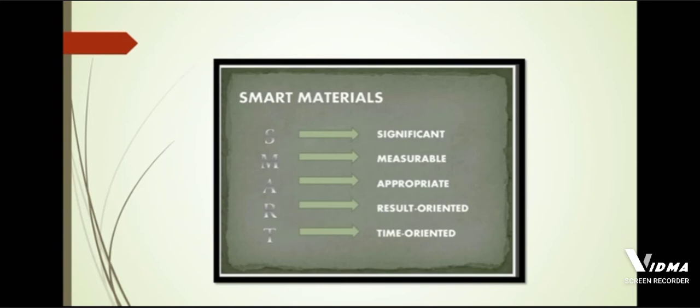So first, my topic is smart materials in construction. First is the meaning of smart. What is the meaning of smart? S means significant, M measurable, A appropriate, R result oriented, T time oriented.